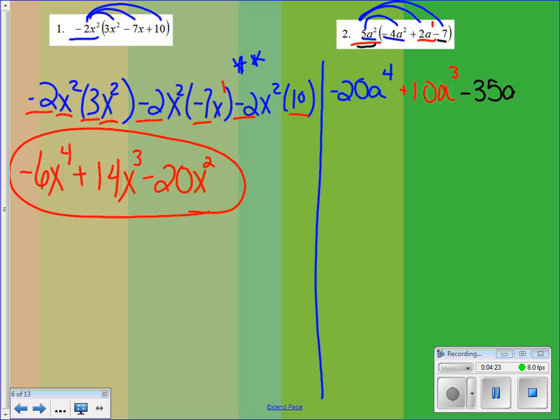And then remember, I don't want to leave out that a squared. Even though I'm not multiplying a squared by anything, it still needs to be in my final answer. I don't want to lose any of my monomials or any of my terms as I'm going through here. So this is how we're going to start, okay?